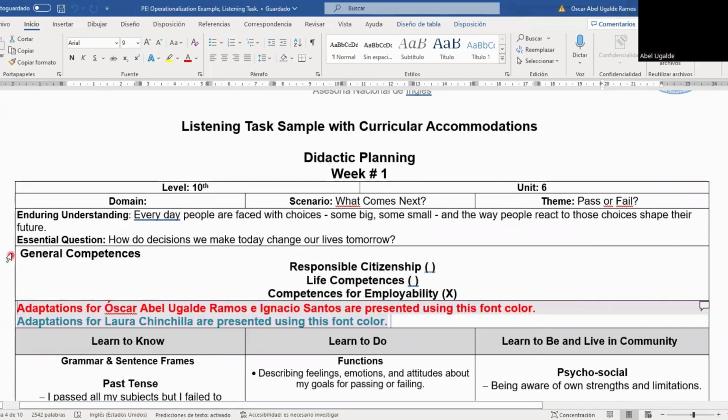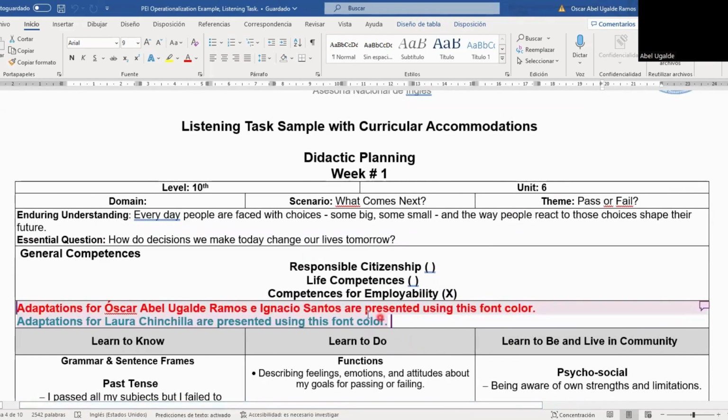Remember, now we're using the updated template in which the general competencies are included. We have to mark the one that's assigned for the specific period of time. As this is unit 6, of course it's going to be developed at the end of the year. And remember that for those days after September, we're going to be working with competencies for employability.